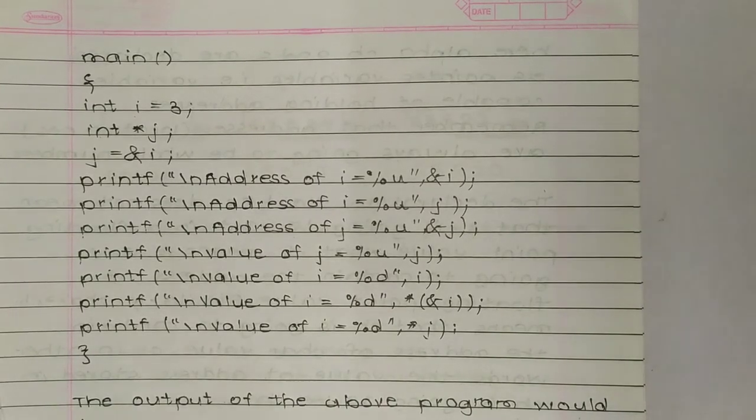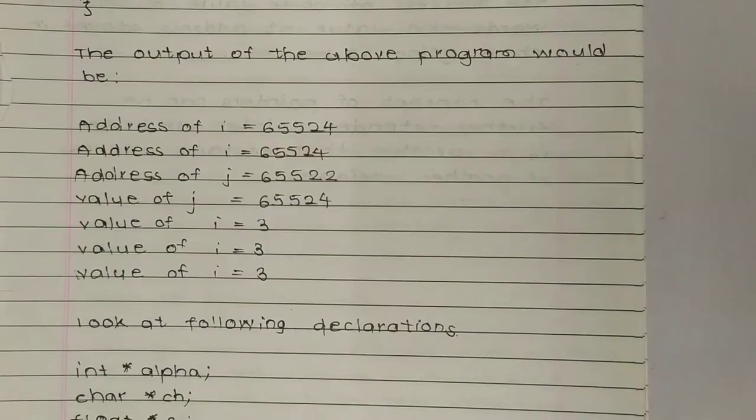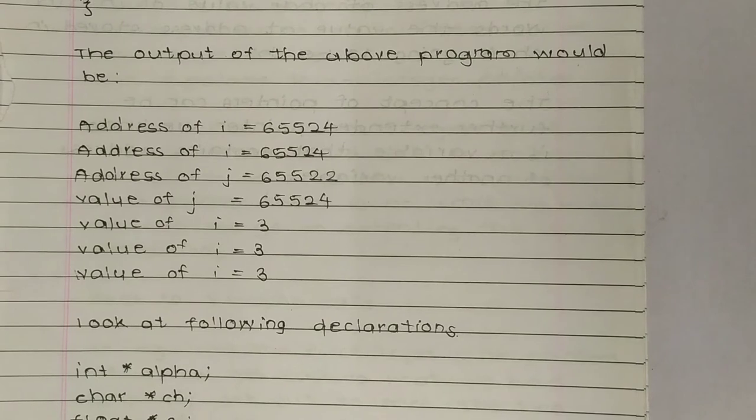So let us see the output of this program. The output would be: address of i is 65524, address of i is 65524, address of j is 65522, value of j is 65524, value of i is 3, value of i is 3, and value of i is 3.